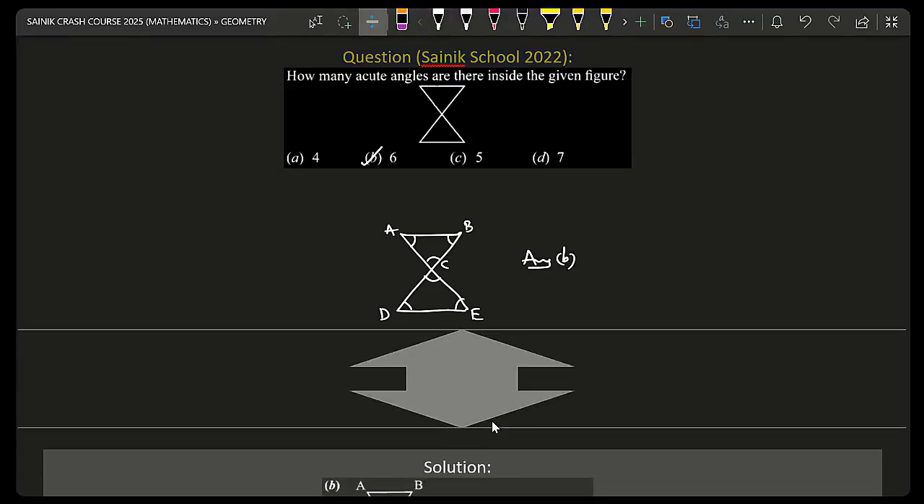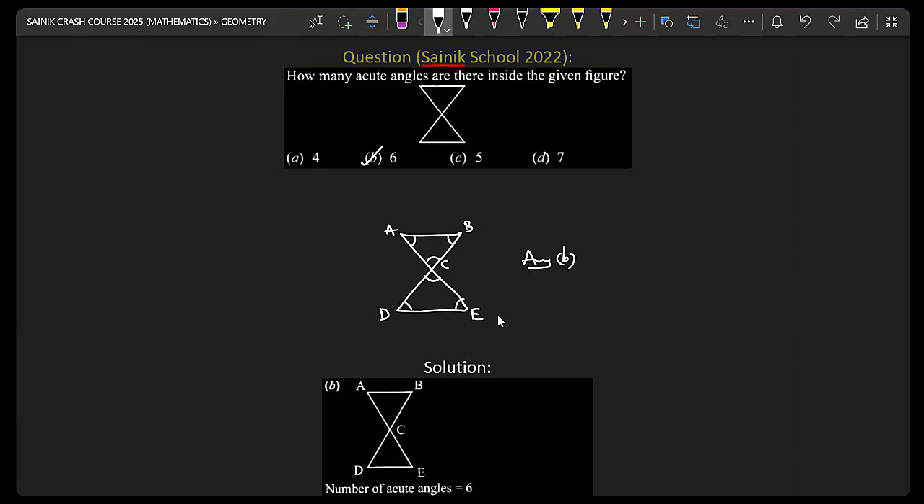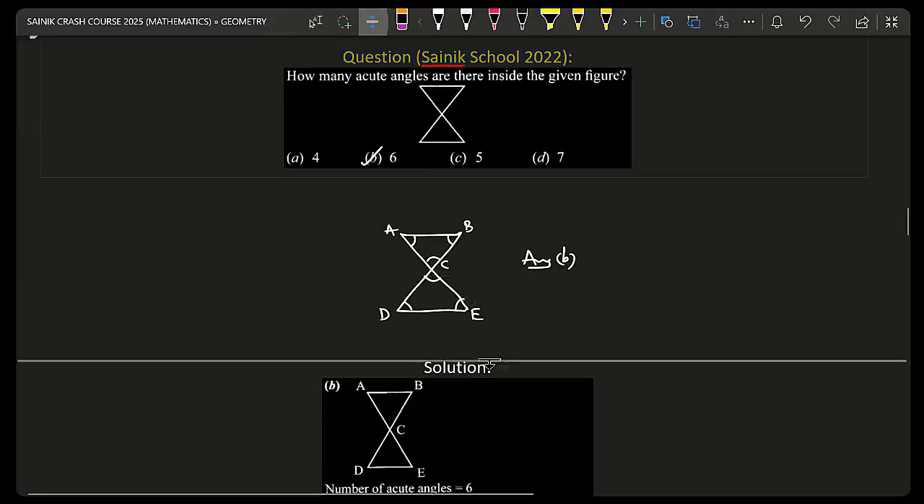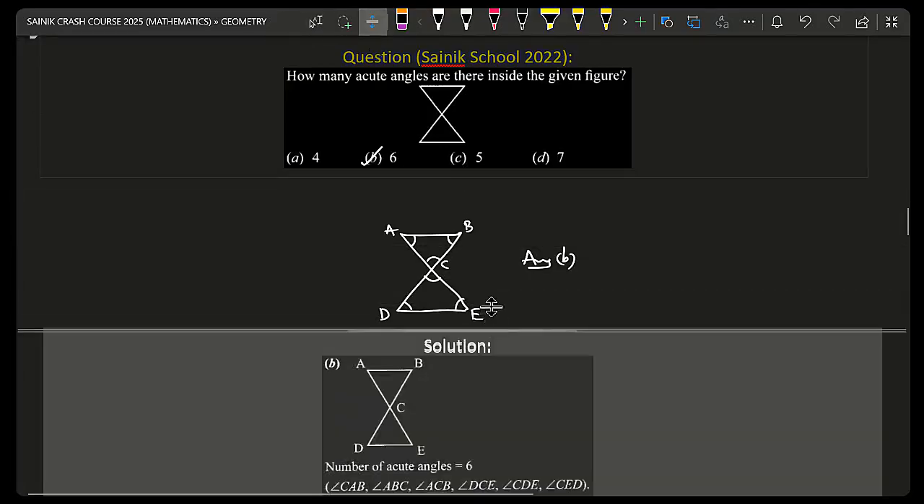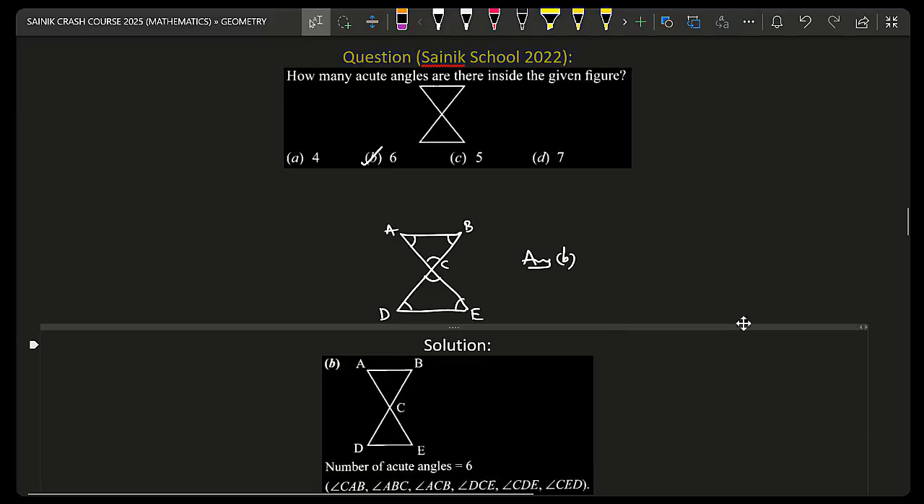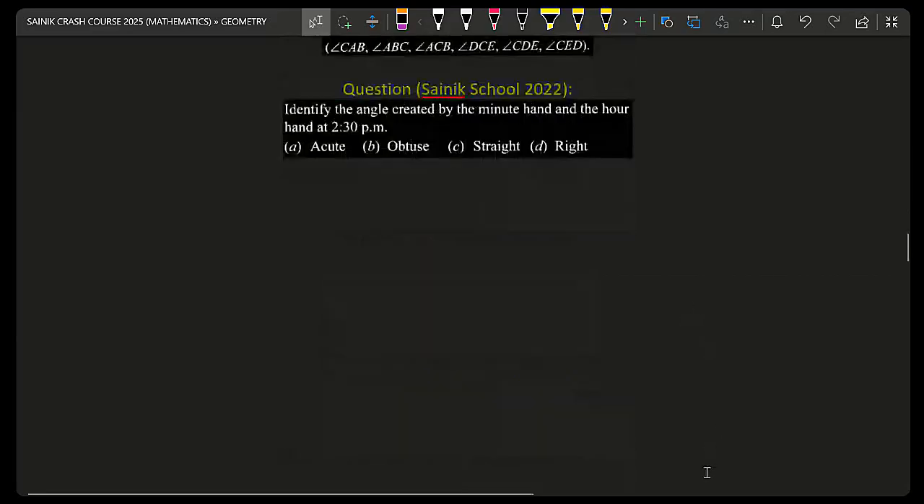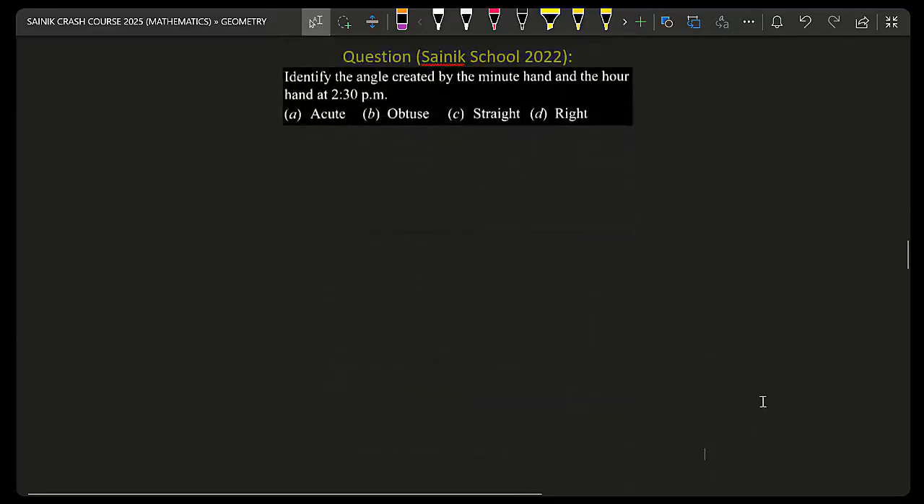Pranay, you are not identifying those two angles. Is it that difficult? The number of acute angles we got is equal to six. Names of the angles also you can see in the solution. As you said, CAB, ABC, ACB, everything is covered here. So it is answer B. Okay, no problem.